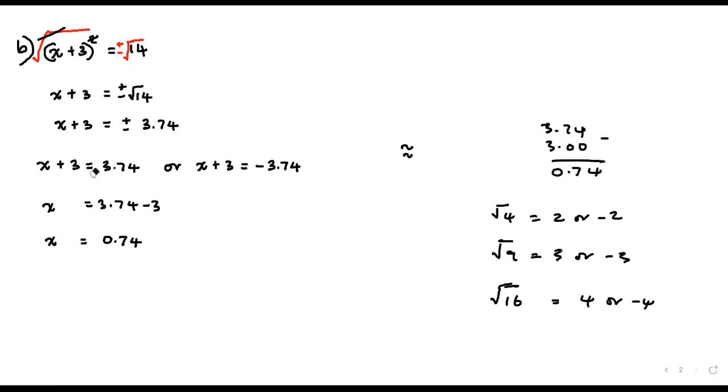So let's change this equal sign, and this equal sign, and we use this sign, approximate. We use that because 14 is not a perfect square. Okay, now let's get another answer.